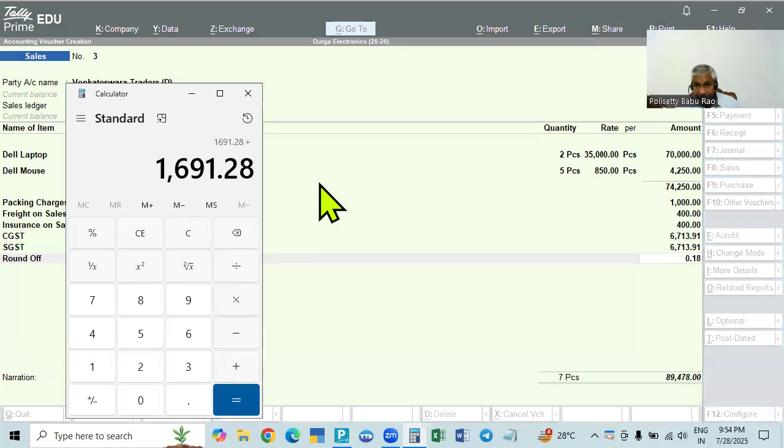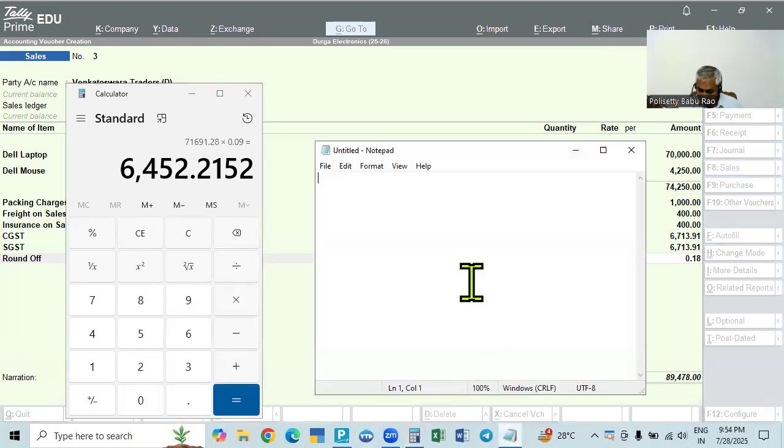1691.28 plus the original value of 70,000, total is 71,691.28, into 18%. So CGST will be 9%. So 9% means 6,452.22. Okay, I'll note it here. 6,452.22. That is the tax for the first item.